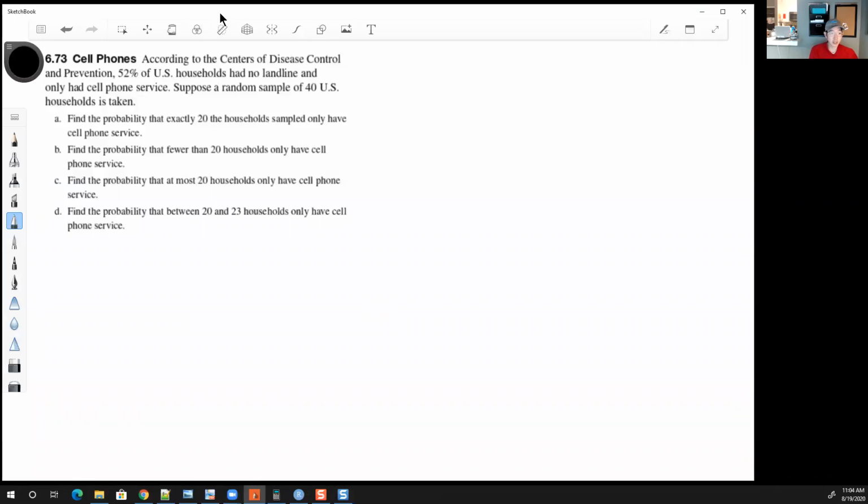All right, it says 52% of households have no landline and only have cell phone service. Suppose a random sample of 40 households is taken. I think this number is higher today, but let's see. So we've got n equal to 40, and here p is equal to 0.52. Find the probability that exactly 20 of the households sampled only have cell phone service. Again, this is a binomial problem, and we're going to do 40 choose 20, and the probability of having only cell phone service is 0.52, and that means 20 of the households have to fit that criteria. And then the probability of not having only cell phone service is 1 minus 0.52, or 0.48. And if we have a total of 40 households, then we're going to have 40 minus 20, another 20 here.